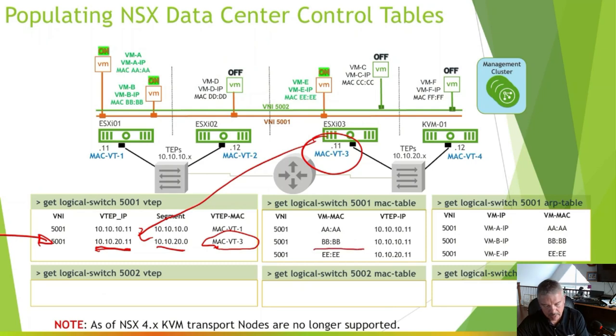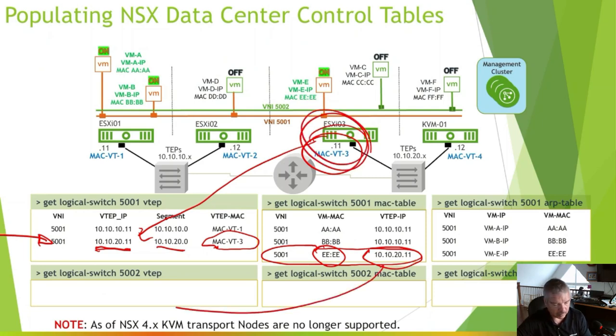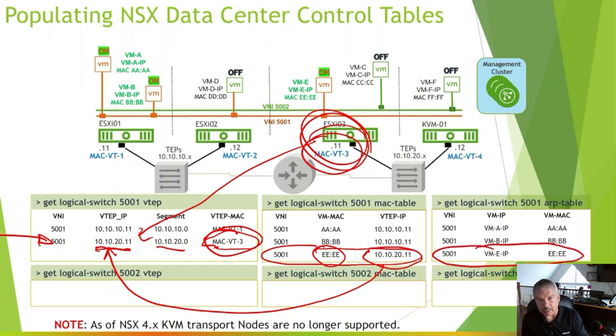When I look at the MAC table, again, it shows me VM E is on this TEP, 10.10.20.11, which is this one right here. And if I look at this table, 10.10.20.11, I know the MAC address. So by utilizing both tables, I can figure out where a VM is. And last but not least, again, we have the VM's IP and we have the VM's MAC address.